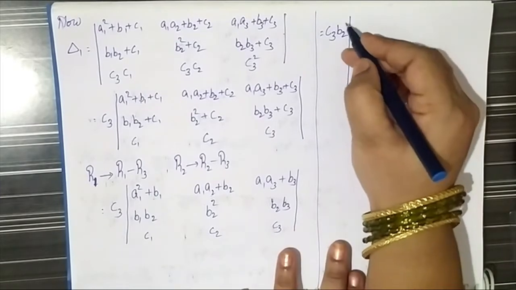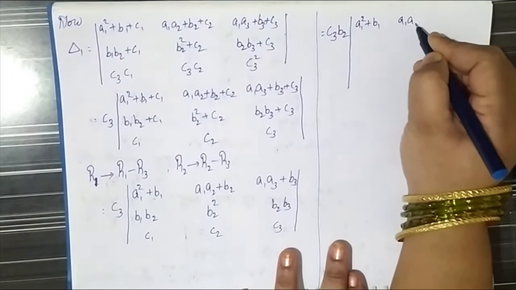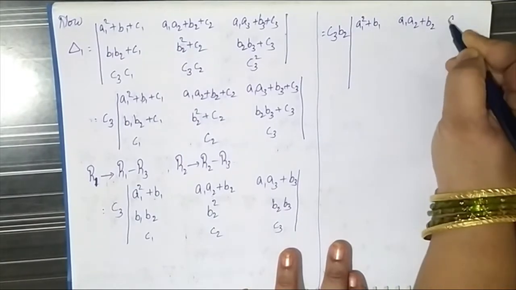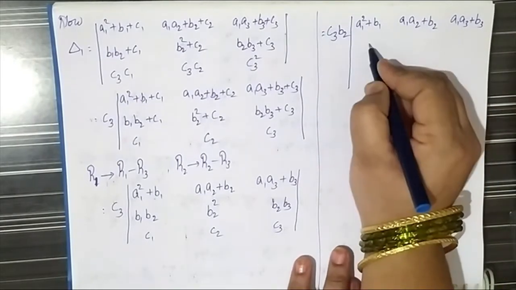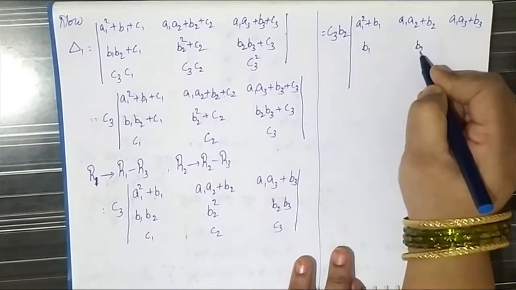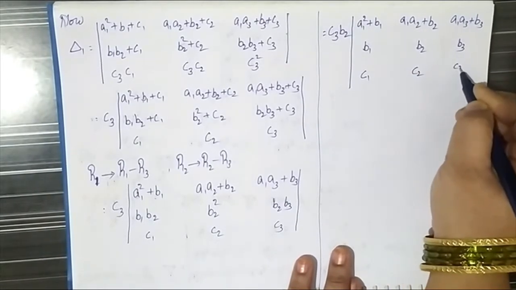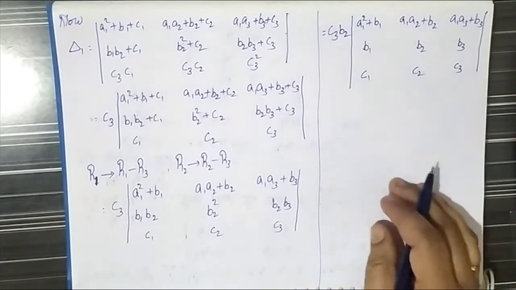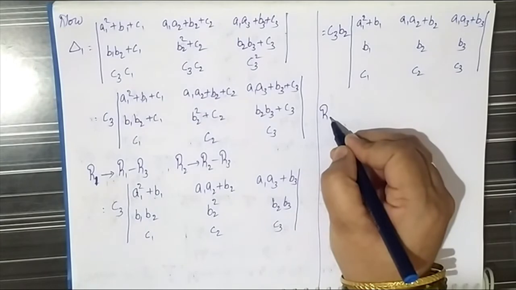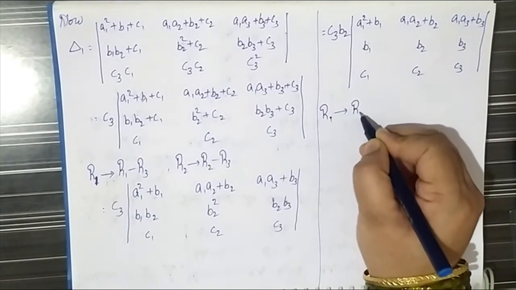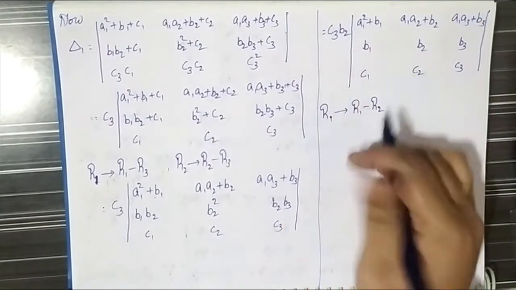Determinant. The first row is A1 square plus B1, A1 A2 plus B2, A1 A3 plus B3. Second row, B2 gets common, then B1, B2, B3. The third row is C1, C2, C3. This is the determinant. Here also we have to apply one of the operations: R1 is going to be R1 minus R2.